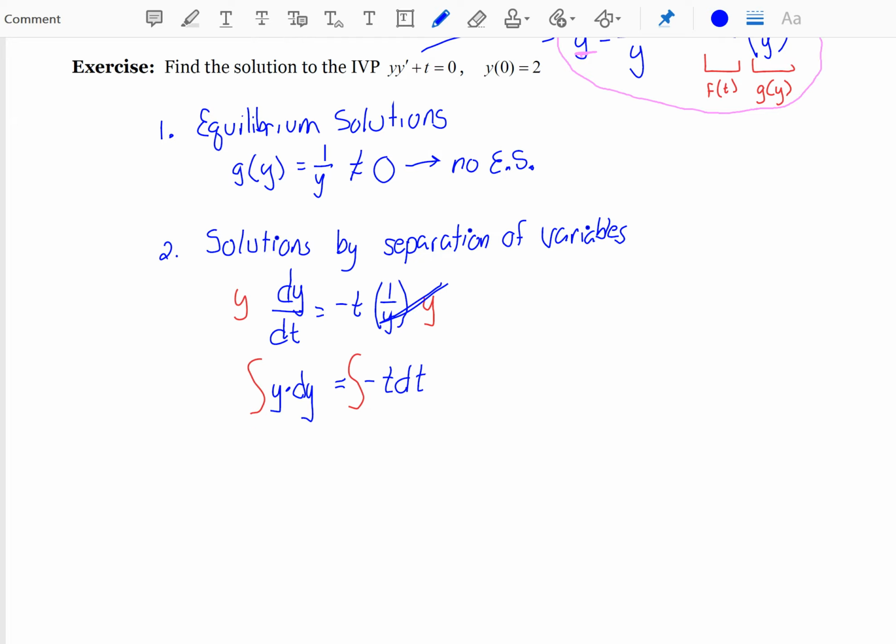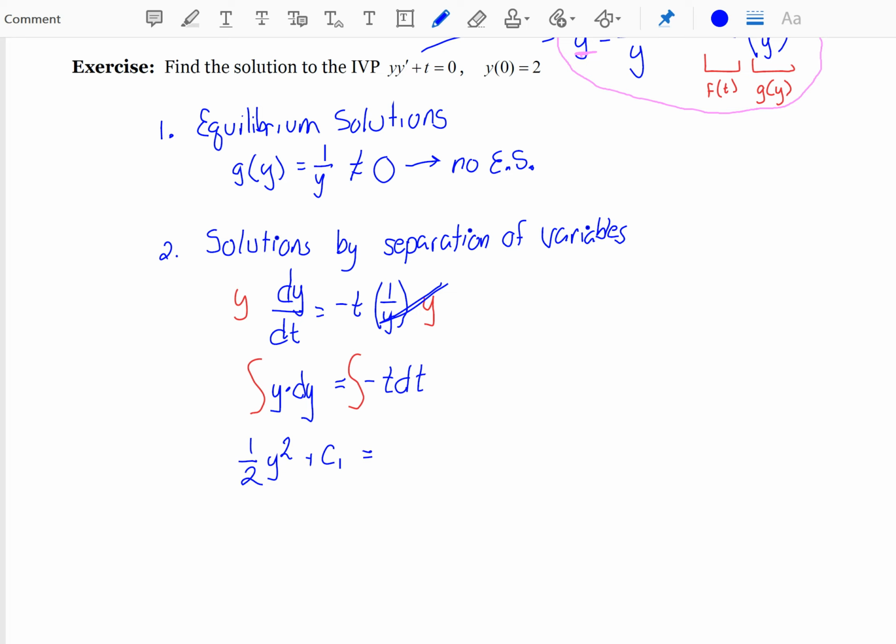On the left, the antiderivative of y dy, again, the power rule would say this would be y squared, and then divide by 2 or multiply by 1/2. Now, technically, there's a constant right here. However, we don't typically write this constant. So I'm not sure why I'm writing it now. Maybe just for instruction. Let me continue, though.